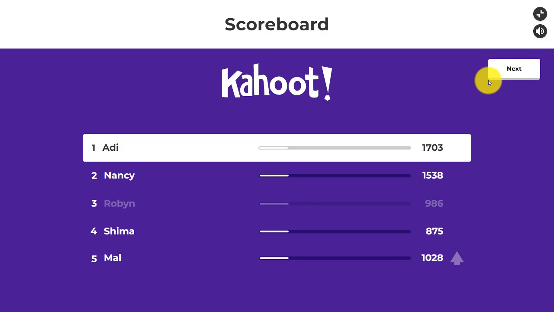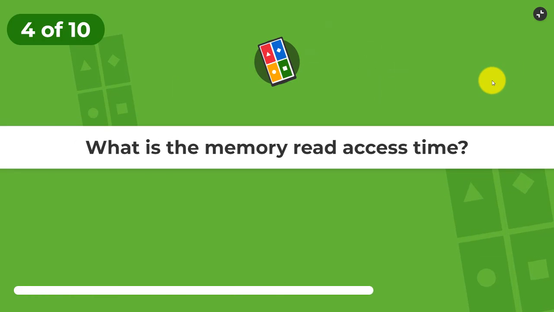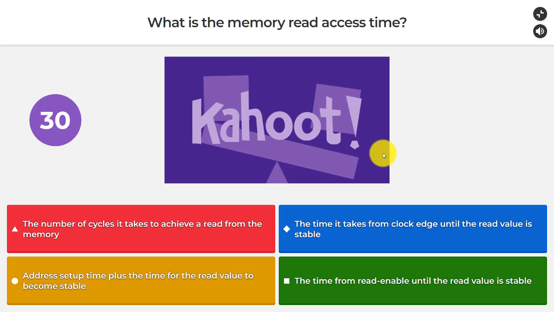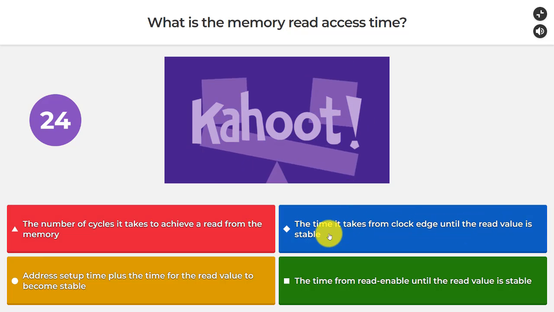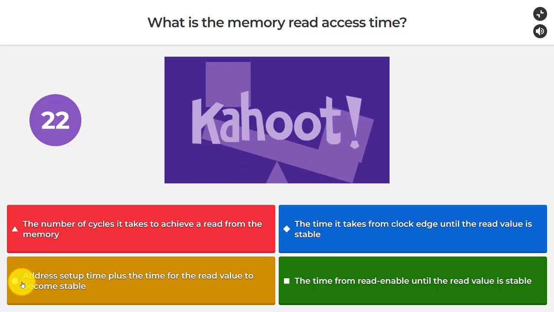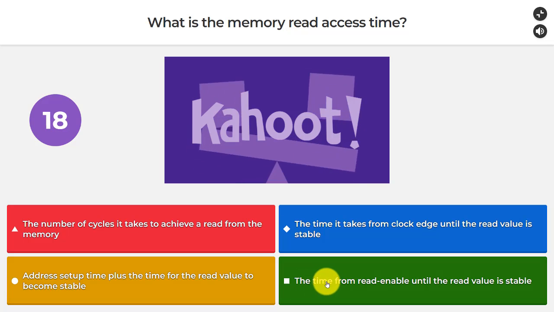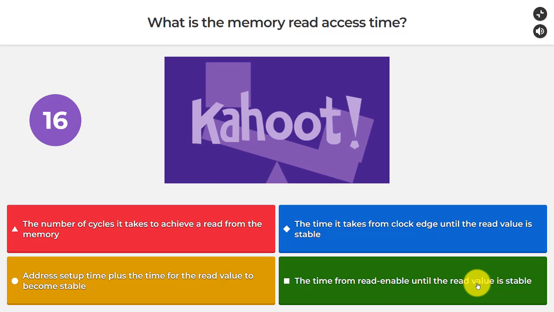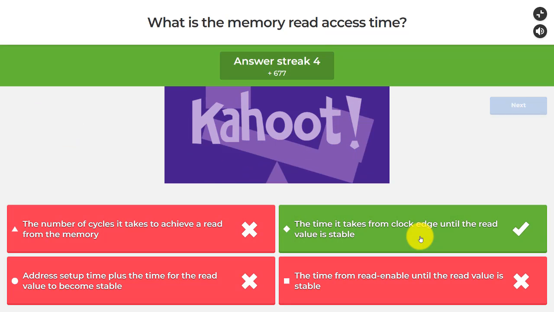So enough with figuring out the sizes and so forth of SRAMs, and we'll go into a different question. What is memory read access time? Is it the number of cycles it takes to achieve a read from the memory? Is it the time it takes from the clock edge until the read value is stable? Is it the address setup time plus the time for the read value to become stable? Or is it the time from read enable until the read value is stable? And of course, the answer is the time it takes from the clock edge until the read value is stable.